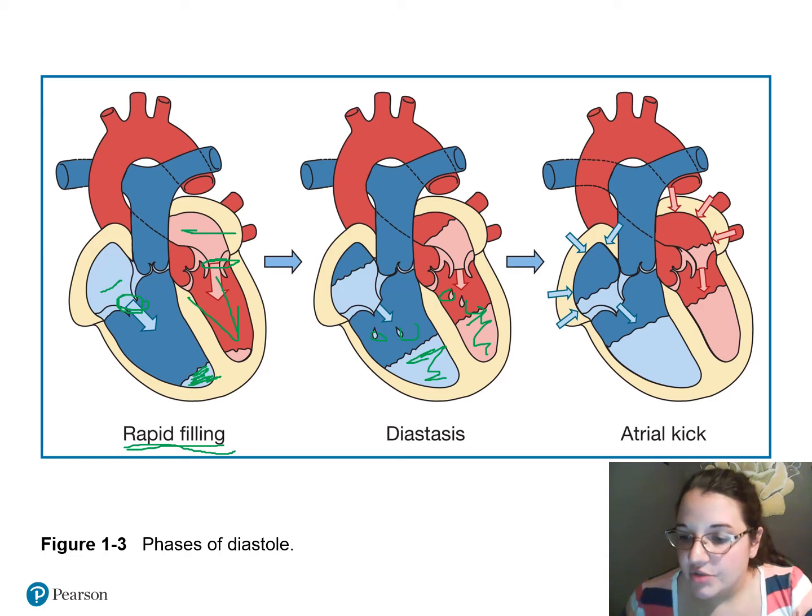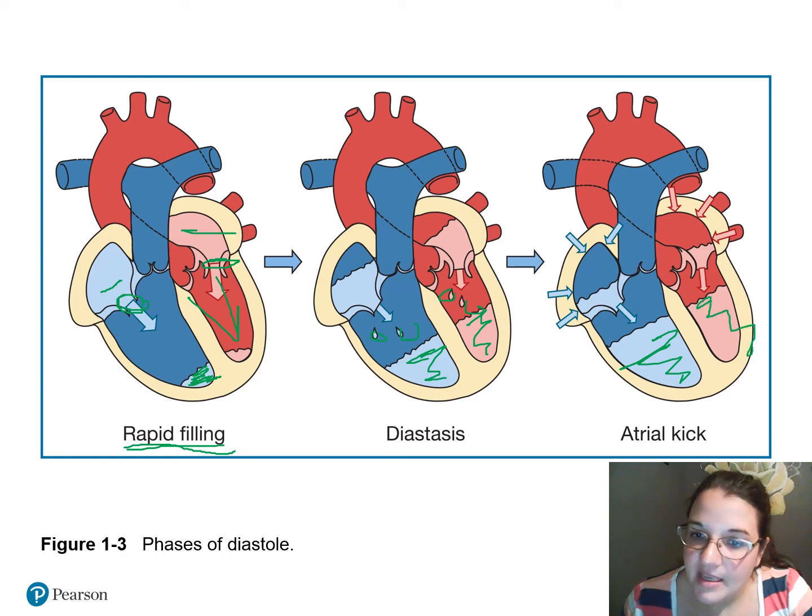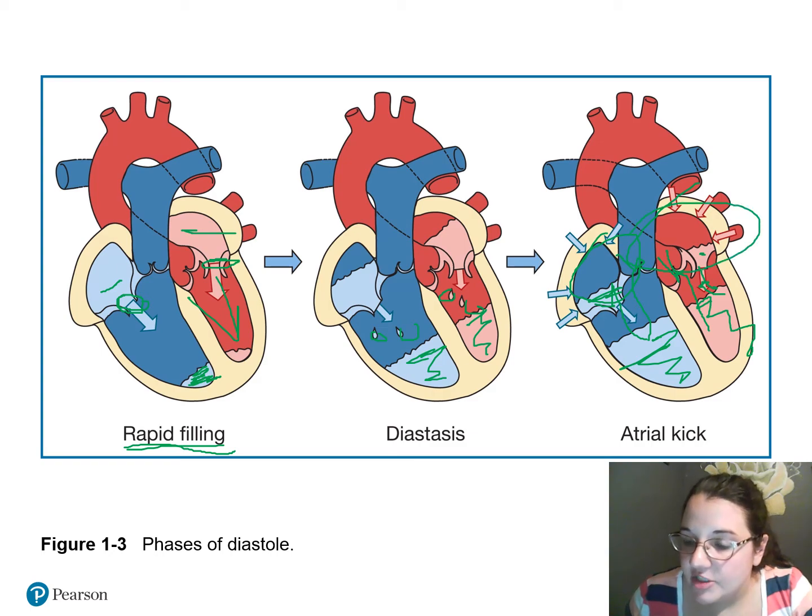And then when we get to atrial kick, you'll notice I am almost filled up all the way, and this is almost empty. So when the blood reaches this door, it's going to close. When it gets to this one, it's going to open. This is your atrial kick. So what causes the contraction up here? That is going to be my contractile cells, my cardiac cells, and my conduction cells.